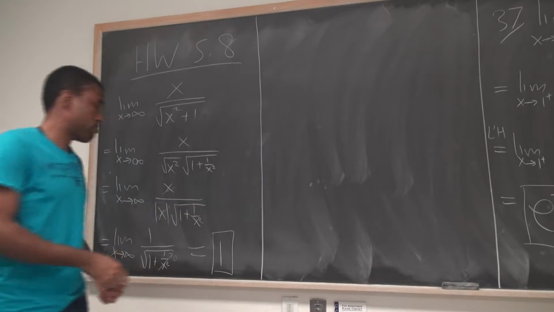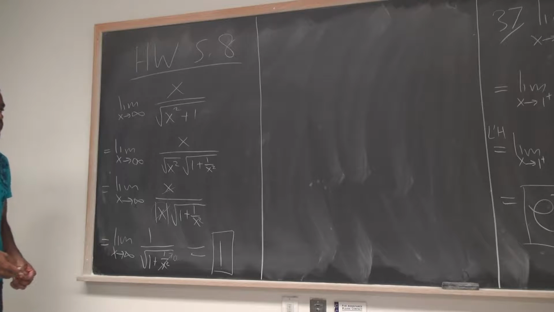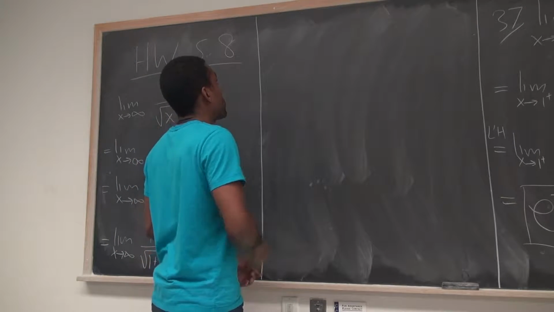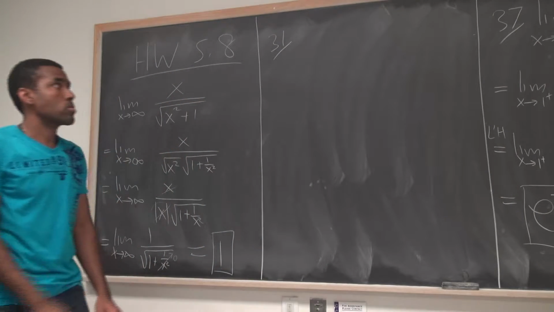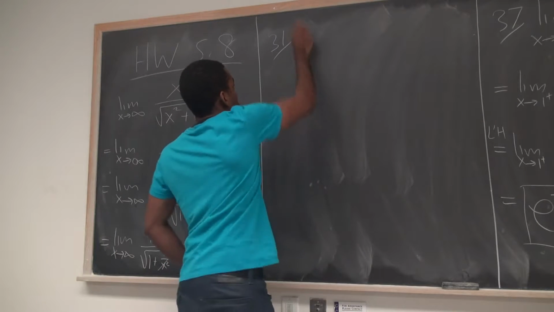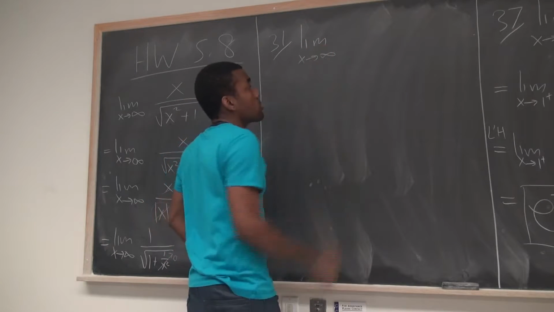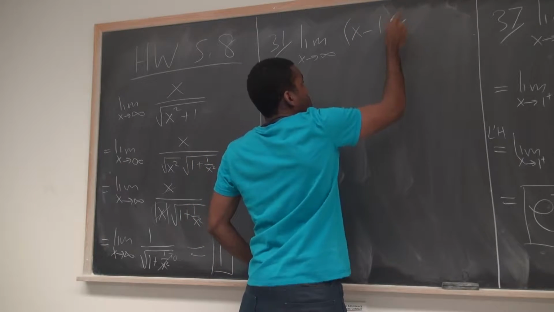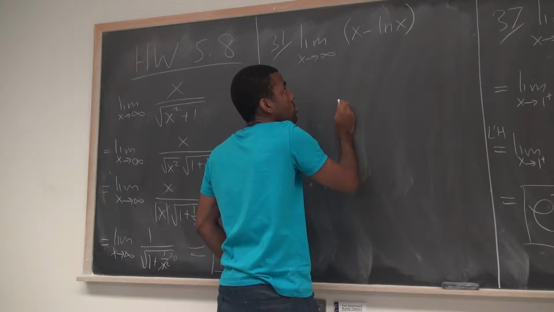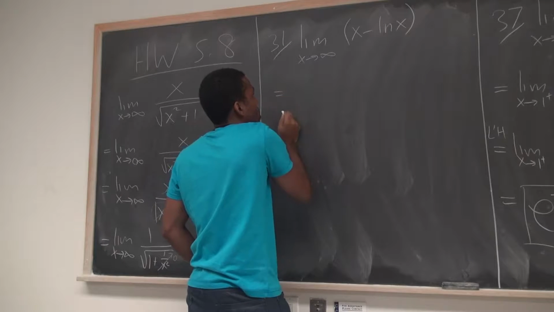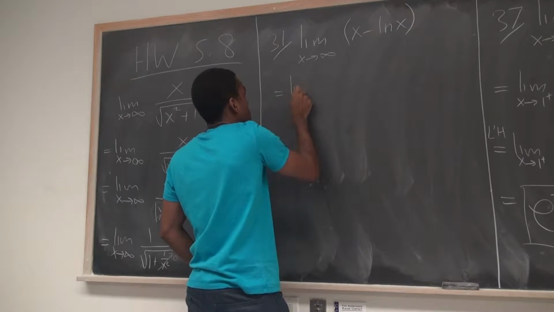Other questions? 31. Limit x approaching infinity, parentheses x minus x, parentheses. Yes, that's it. We did a problem similar to that in class. What was the trick? Factor out x. Just factor out an x.